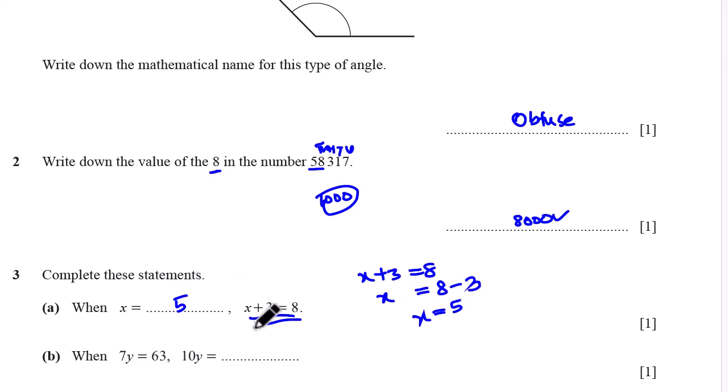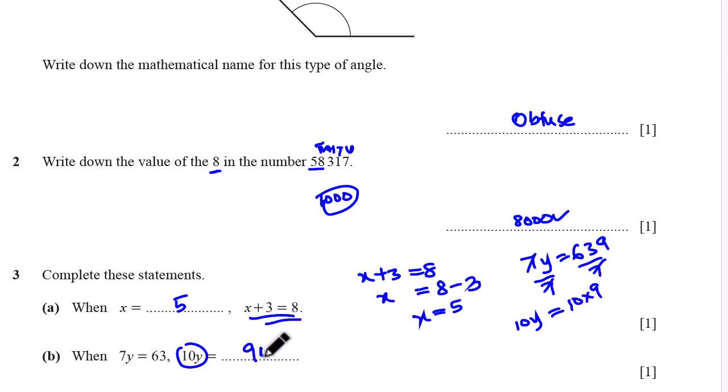The second situation as well, you have 7y is equal to 63. So divide both sides by 7 so that you can solve for y, and you see that y is 9. But you are looking for 10y. Do not just put 9 here. So you still need to do 10 times 9, which will give you 90. Okay, that was a tricky one, but it's all 1 mark.